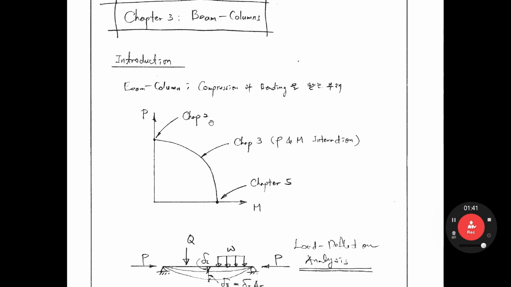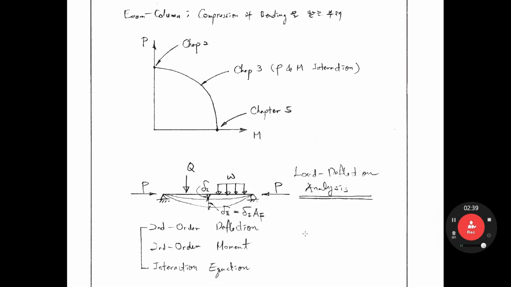In chapter 2, we studied column, right? So column only has axial force. That point is regarding chapter 2. Chapter 5 is regarding the beam. So beam has only a moment in the horizontal axis. This line involves axial force and moment, so beam column member, it is chapter 3.